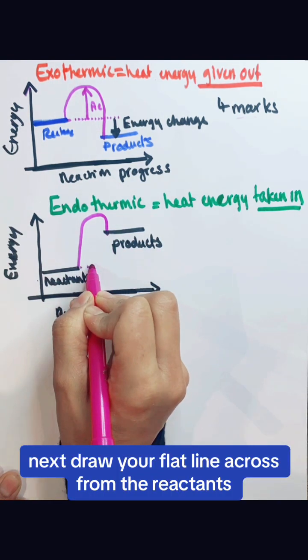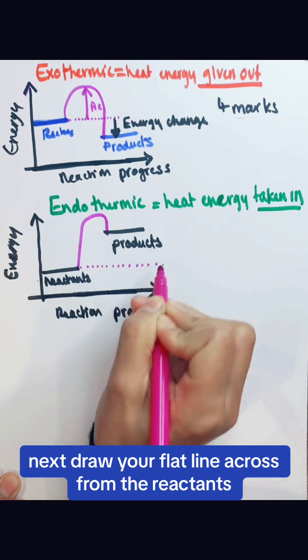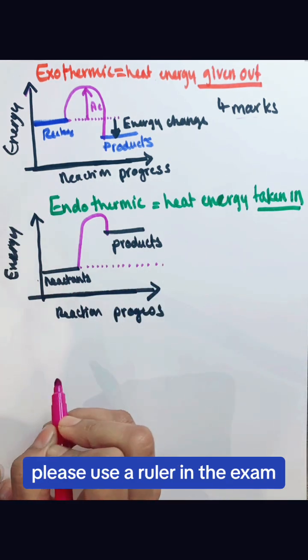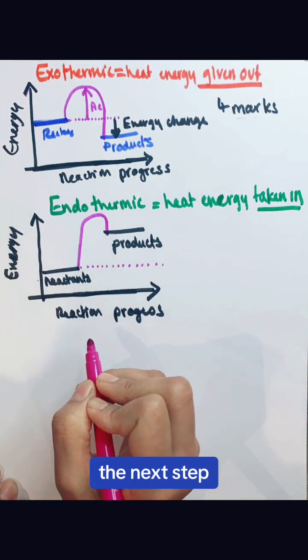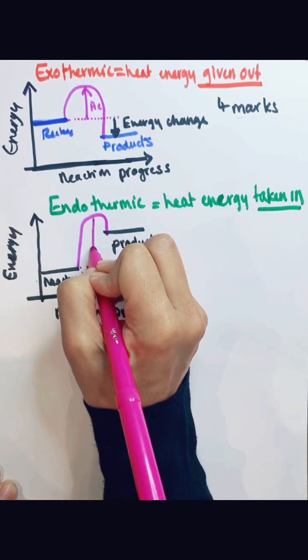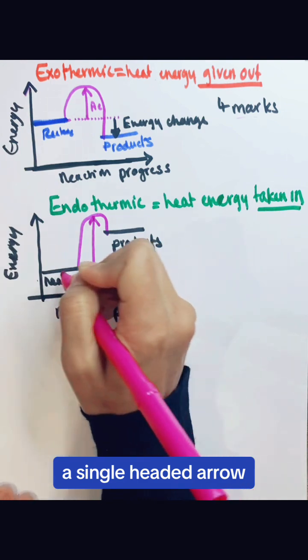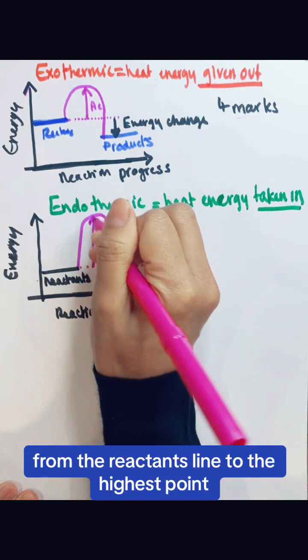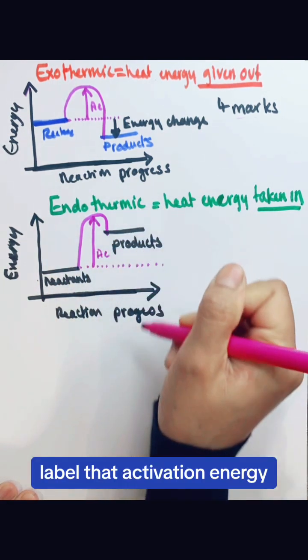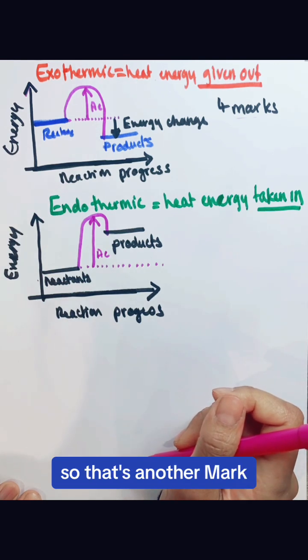Next, draw your flat line across from the reactants. Please use a ruler in the exam. The next step again is similar. Draw your activation energy, a single-headed arrow from the reactants line to the highest point. Label that activation energy. So that's another mark.